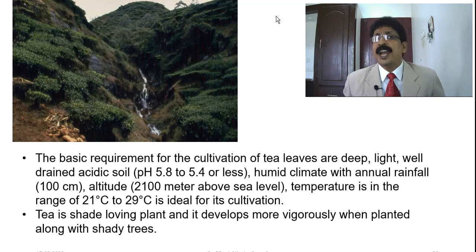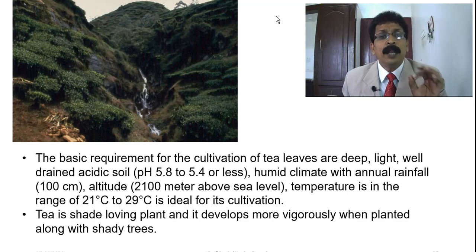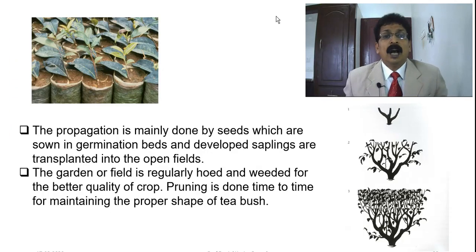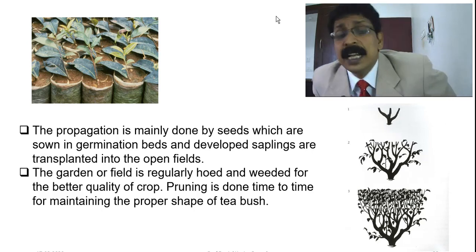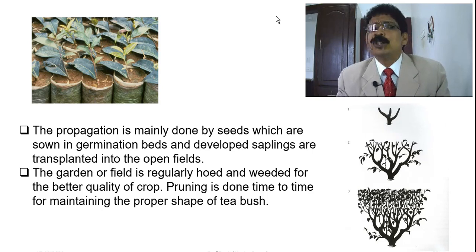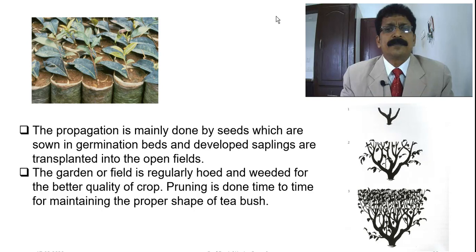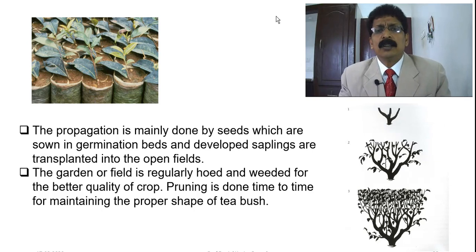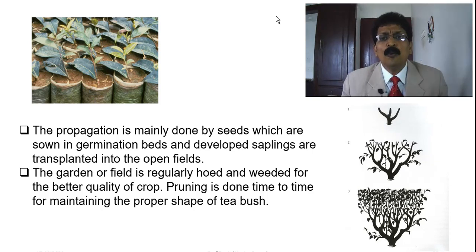Tea is a shade loving plant and it develops more vigorously when planted along with shade trees. And propagation. Usually propagation is mainly done by seeds, which are sown in a germination bed and developed saplings are transplanted into the open fields. The garden or field is regularly hoed and weeded.